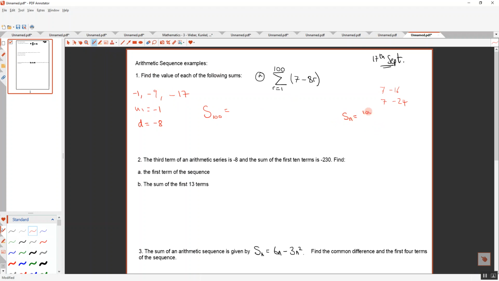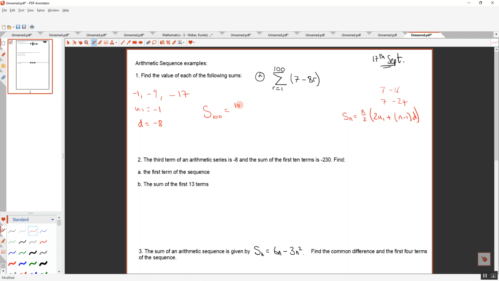The formula is n over 2, 2u1 plus n minus 1 d.